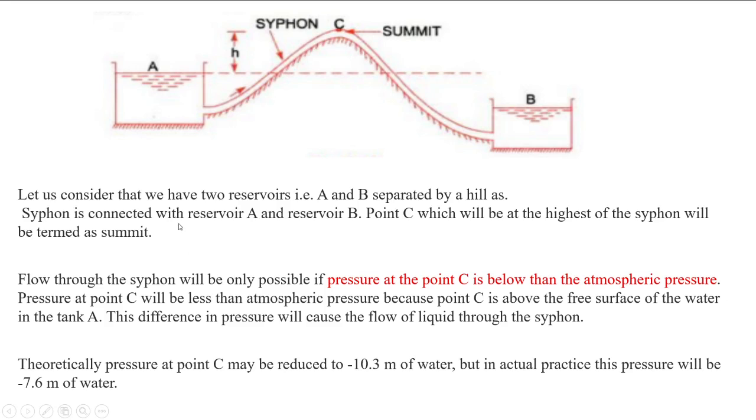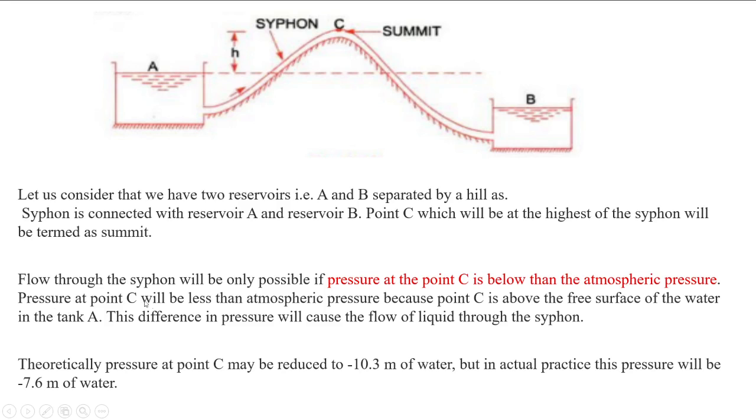So let us consider that we have two reservoirs, that is A and B, separated by a hill. Siphon is connected with reservoir A and reservoir B. Point C will be at the highest point of the siphon, which will be termed as summit. The flow through the siphon will only be possible if the pressure at point C is below the atmospheric pressure. Okay, the water will flow through the siphon only if the pressure at C is less than the atmospheric pressure.